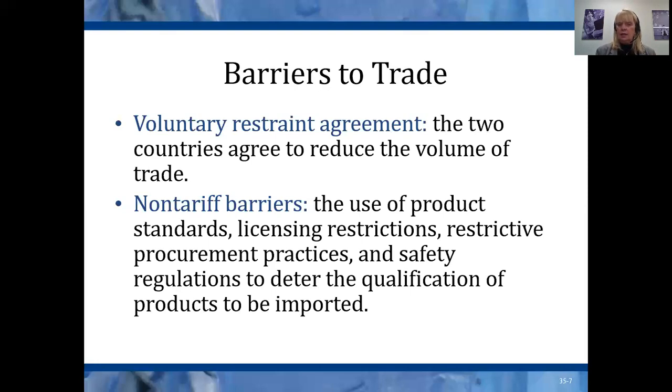Likewise, different kinds of licensing restrictions. Generally speaking, doctors, lawyers, people like that can't just cross borders willy-nilly. They would have to be licensed in the country that they're going to. Licensing restrictions can be problematic. And sometimes even the use of the product is a problem.